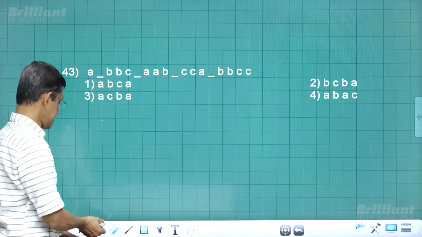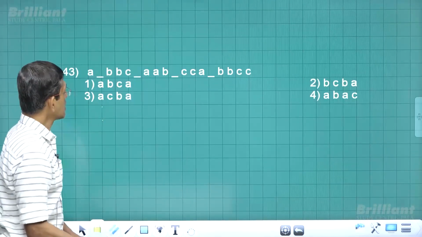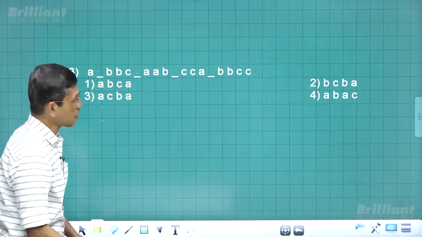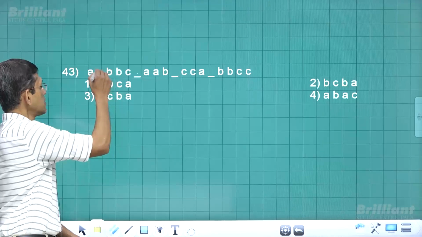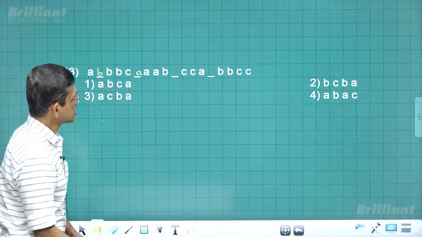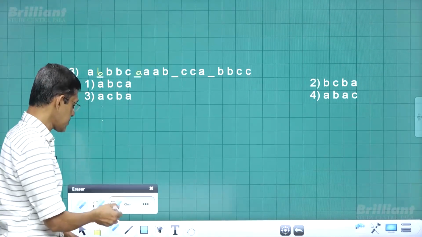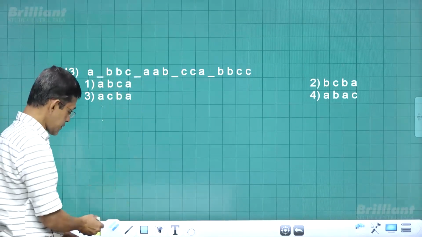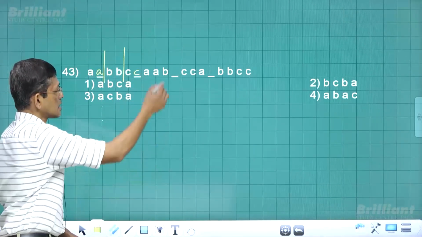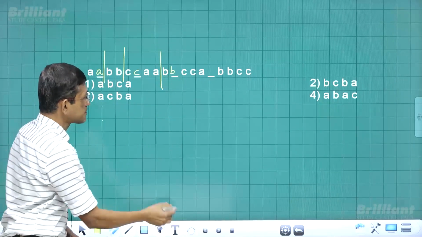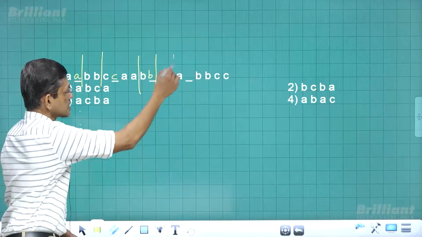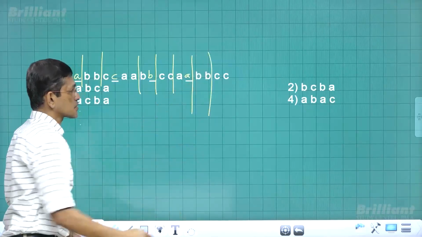A, AA, BB, CC. A-A-B-B-C-C. Is that the pattern? Or anything else? There are different possibilities of looking at it. But what I have mentioned the first time is A-A-B-B-C-C. So if you continue that way, what do you get here?